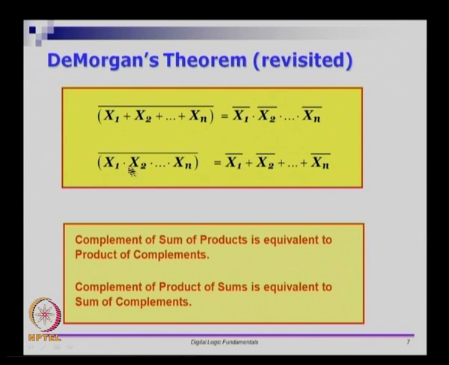So, the complement of sum of products is equivalent to the product of complements, and likewise for the complement of product of sums. Let us say x1 is a sum term, x2 is a sum term, and so on up to xn. If I take the product of those and complement it, it is the same as the summation of the complements. This is DeMorgan's theorem. To put it more easily in English: the complement of sum of products is equivalent to the product of complements, and the complement of product of sums is equivalent to the sum of complements.